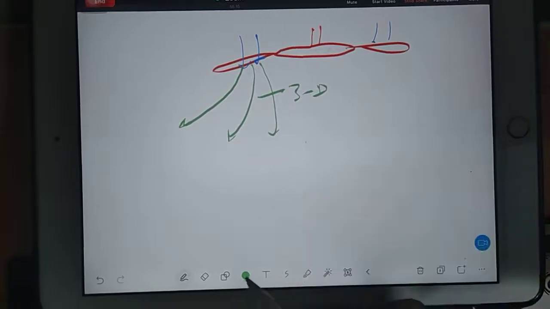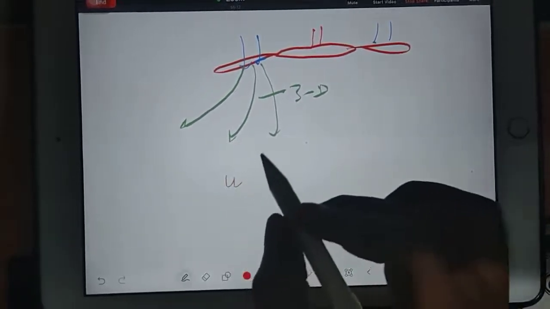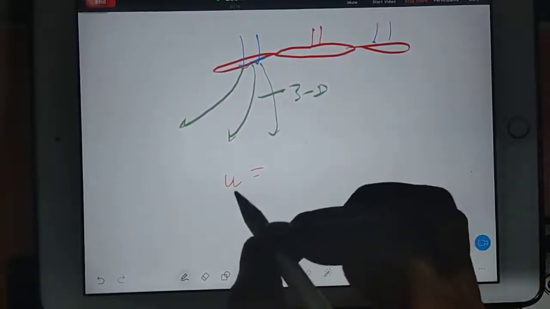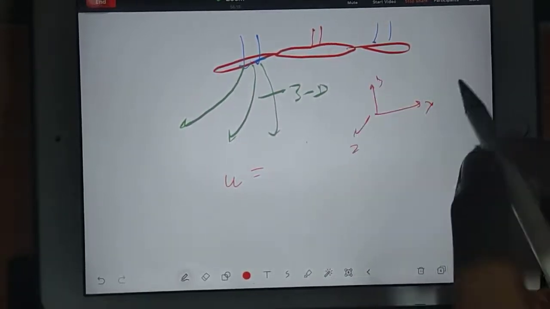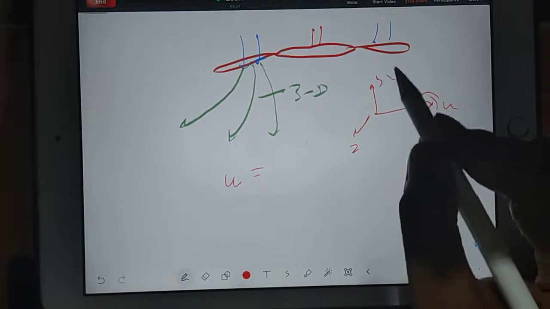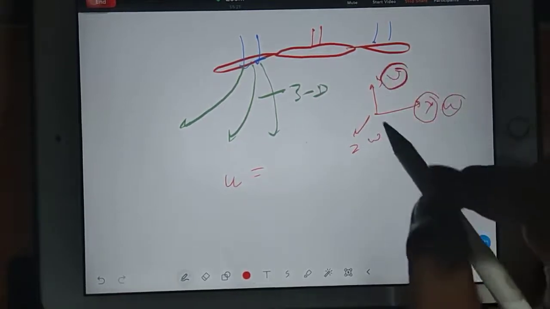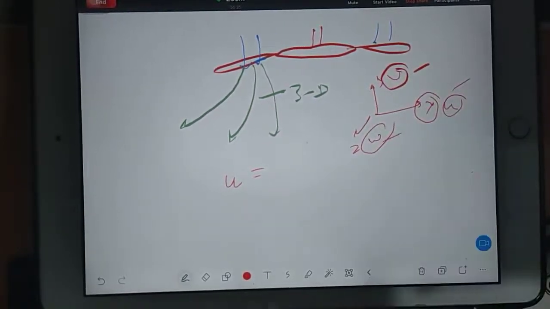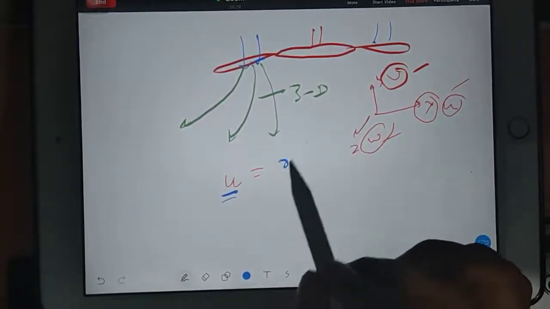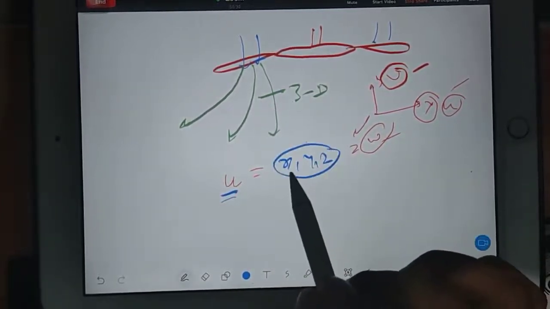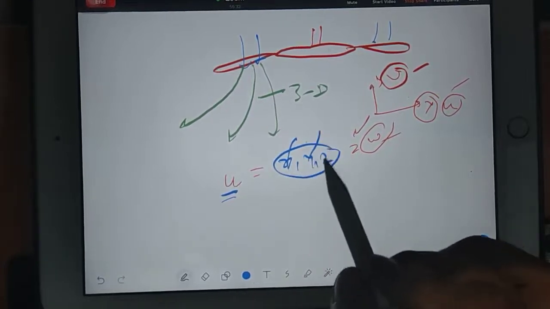So it means your velocity components are functions of x, y, and z. In x direction, y direction, and z direction, we will give velocity components as u, v, and w. So u, v, w will be our velocity components. These velocity components will change with x and y and z, not only x, not only y, not only z.